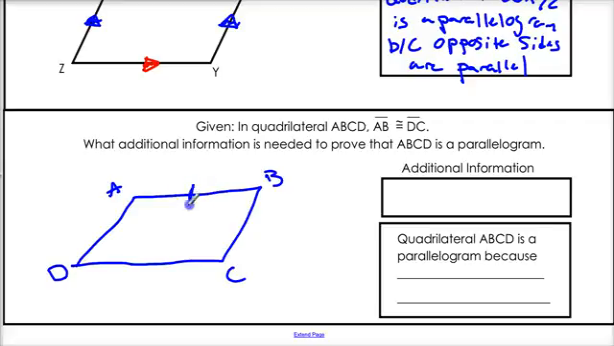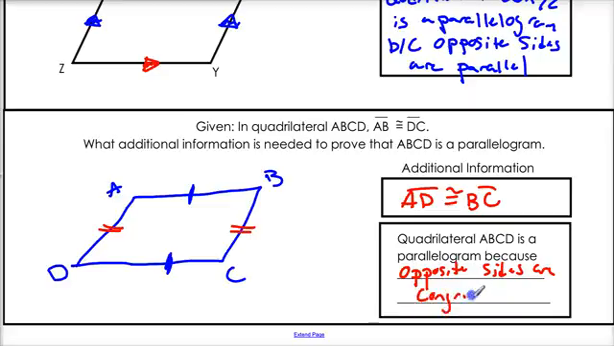Now we know that AB is congruent to DC. And it says what additional information is needed to prove that ABCD is a parallelogram? Well, we know one pair of opposite sides are congruent. If we had another pair of opposite sides that were congruent, well then we know that this is a parallelogram. So if AD is congruent to BC, then we know that this is a parallelogram. So quadrilateral ABCD is a parallelogram because, and what property did we use here with that additional information? Opposite sides are congruent.